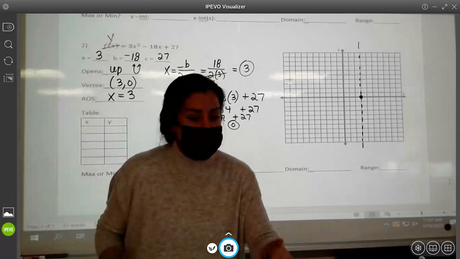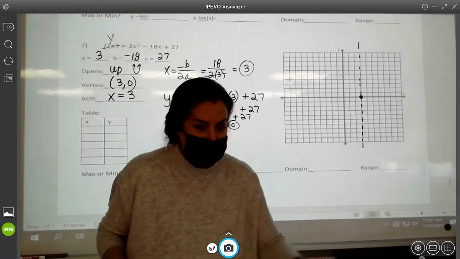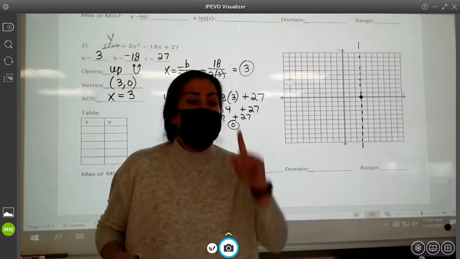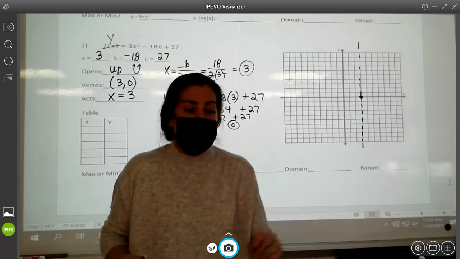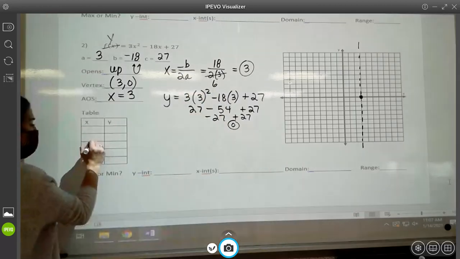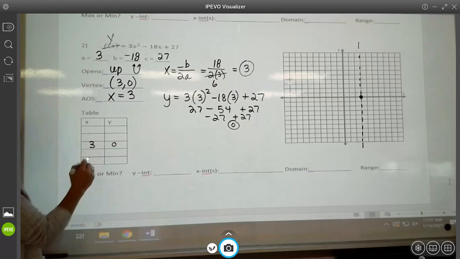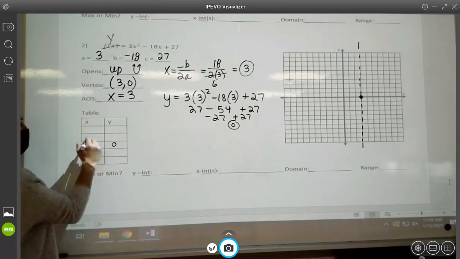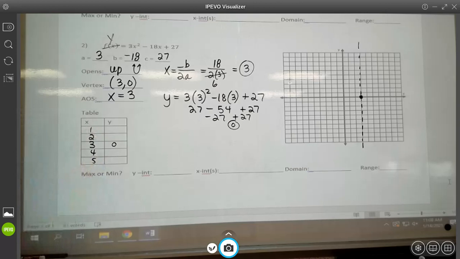All right, now you're at a crossroads. Now you make a choice. Are you a pattern person or are you a table person still? And it never matters. It doesn't matter to me. I need you to do what you are comfortable with. If you're a pattern person, you're going to put your vertex in the middle, pick 2 to the right, 4 and 5, pick 2 to the left, start plugging numbers in.